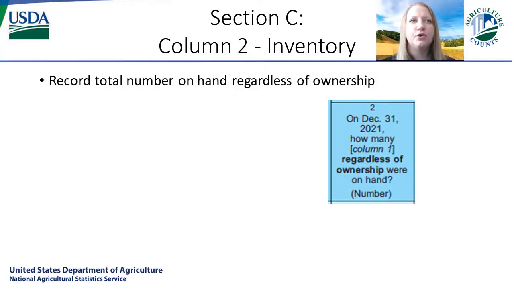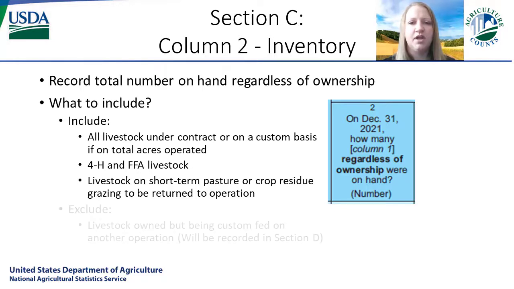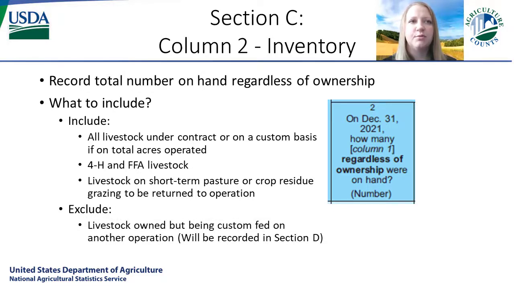For column 2, record the total number of livestock on the total acres operated on December 31st, regardless of ownership, by category. Include all livestock under a contract or on a custom basis if they were on the acres operated. 4-H and FFA livestock raised on the operation should be included. Also include any livestock on short-term pasture or crop residue grazing to be returned to the operator's acres. Exclude any livestock owned by the operation but being custom fed on another separate operation. These livestock will be reported later in Section D.